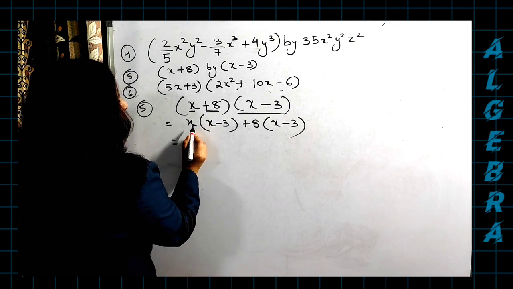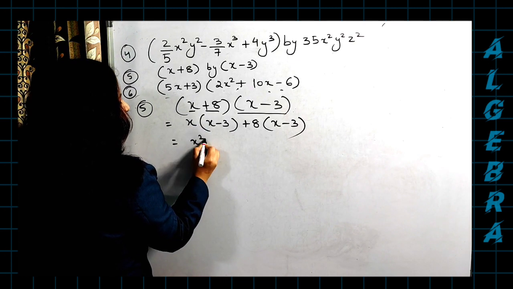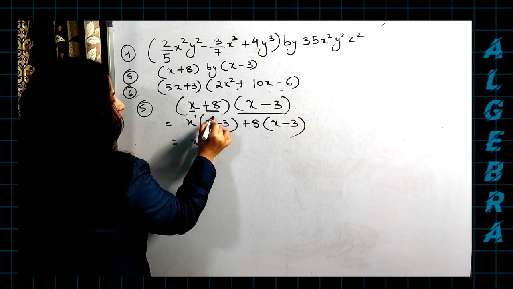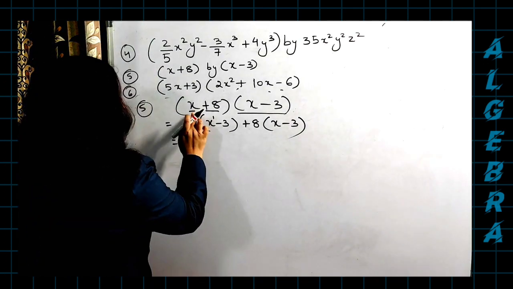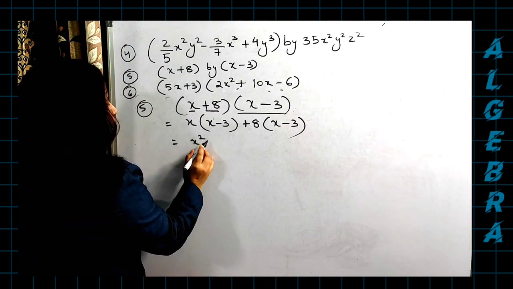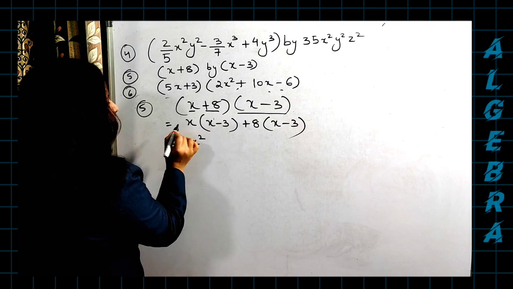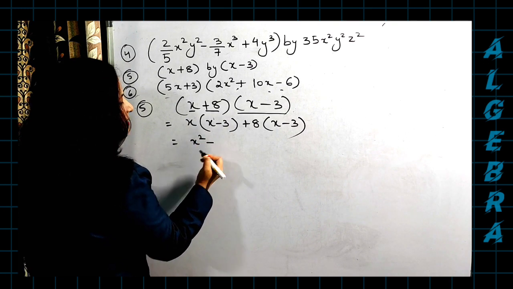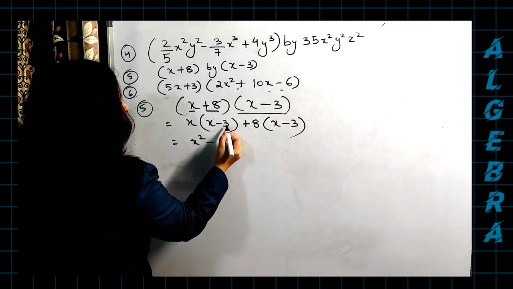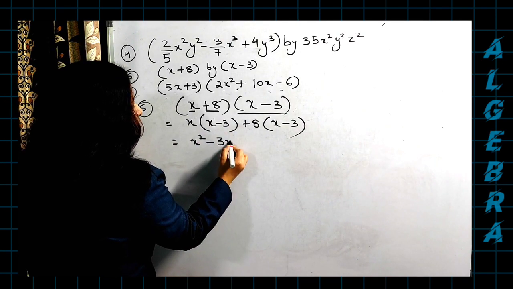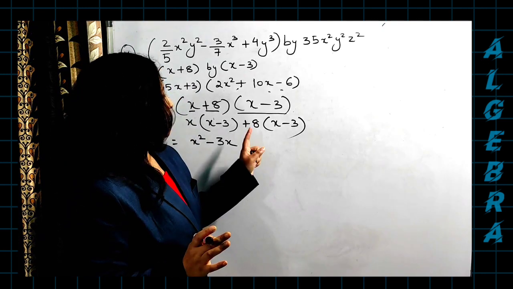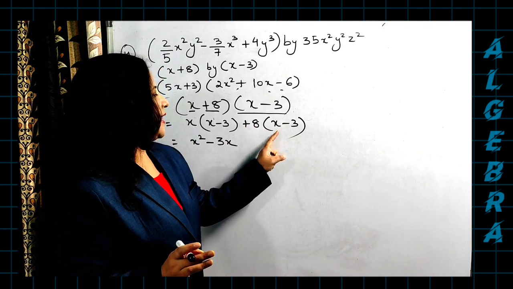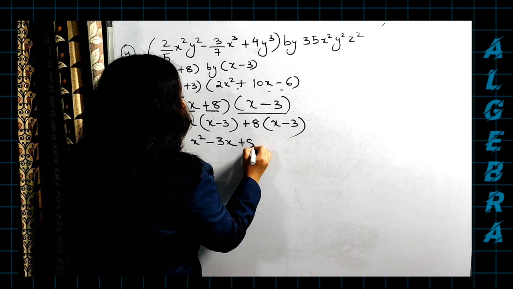So x multiplied to x will give me how much? x², because the base is same, both are having the power 1. No need to write 1, I am just showing you. By now you must have understood that. So x², now here minus is there and here plus is there. Minus multiplied to plus is always minus. 3 multiplied to x will give me how much? 3x. Is it clear up to this much? Now plus 8 multiplied to x. Plus 8x.